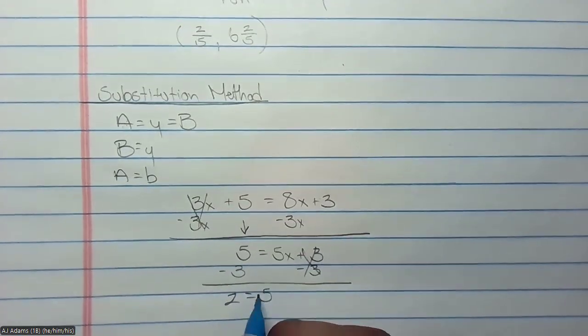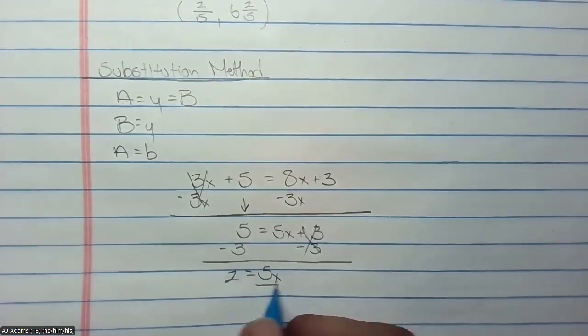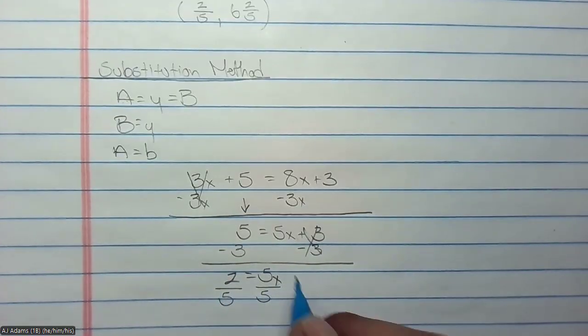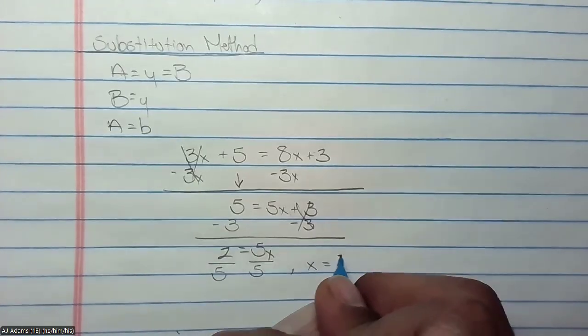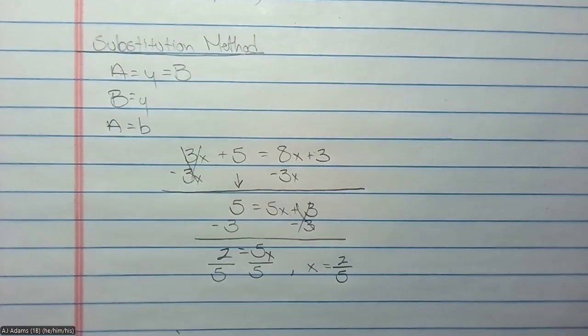2 equals 5x. And how do we get this x by itself? We have to divide by 5. So we end up getting 2/5 equals x, or let's just rewrite it so it looks neater. X equals 2/5. Okay, so what do we do now?